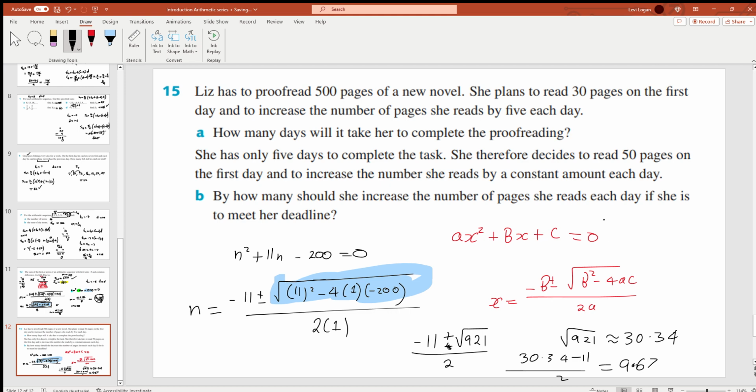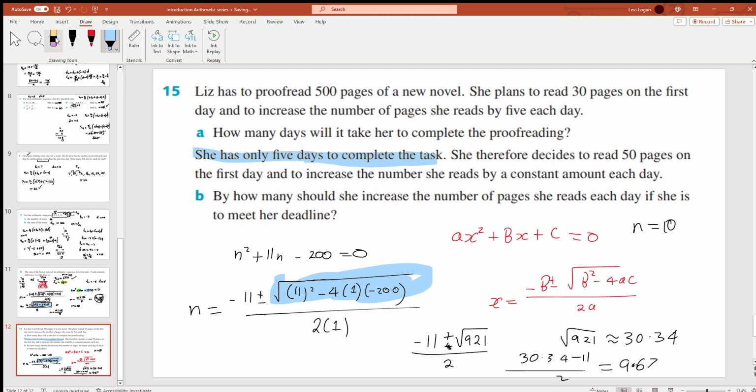Now, if n has to be discrete, it would take her roughly 10 days, because you can't have 9.6 of a day. Now we've got to continue reading the question. She only has 5 days to complete the task, therefore decides to read 50 pages on the first day and then increase the number by adding a constant amount each day.